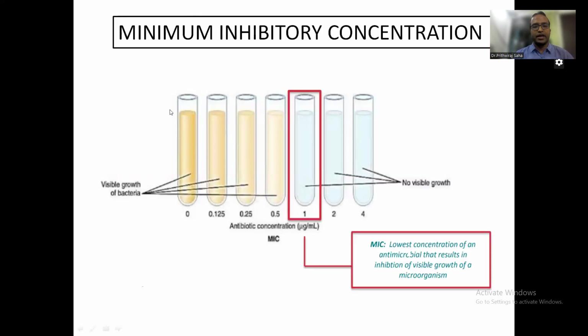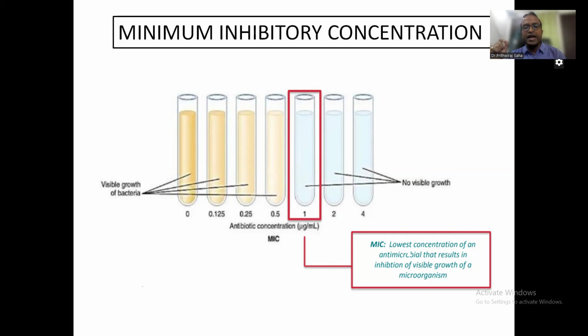Look into this picture very carefully. There are test tubes which are arranged serially. The antibiotic concentration is doubled in each subsequent test tube. In the first test tube it is turbid because there is bacterial growth. In the second test tube, it is less turbid, and at an antibiotic concentration of 1 microgram per ml, the test tube is cleared of the bacteria. So this is known as the MIC, or the minimum inhibitory concentration.